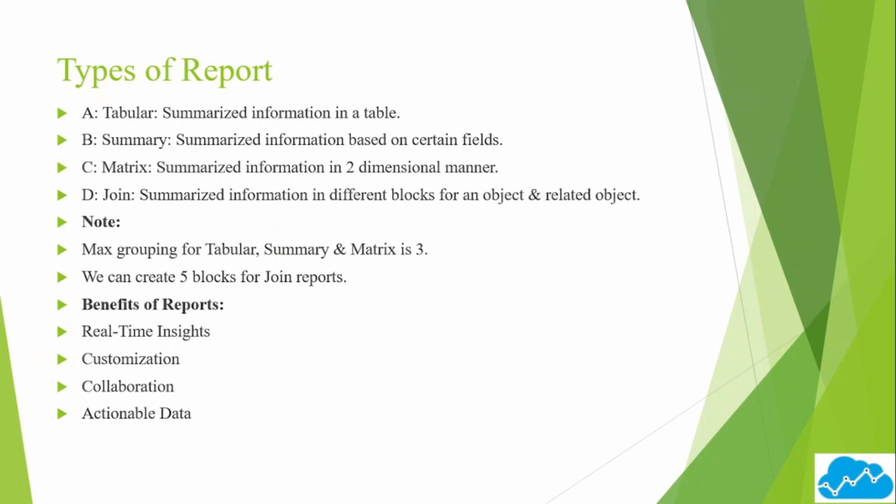A joint report summarizes information in different blocks for an object and related object. We can join two or more report types and form a single report. It is called a joint report. Note: maximum grouping for tabular, summary and matrix is 3. We can create maximum 5 blocks for joint reports.